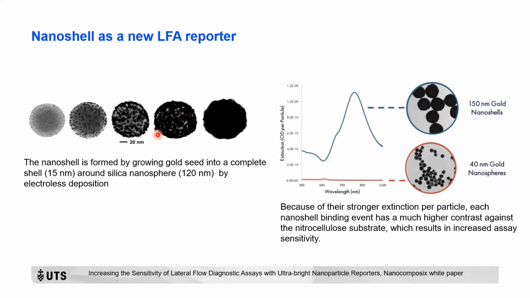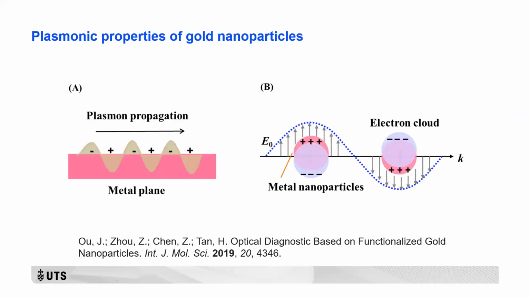We are using the nanoshell as a new LFA reporter, and the reason we are interested in it in the LFA assay is that it gives a stronger extinction. Okay, that means it has a higher contrast against the membrane. So that's why we use it in LFA. And this property is actually related to the plasmonic property.